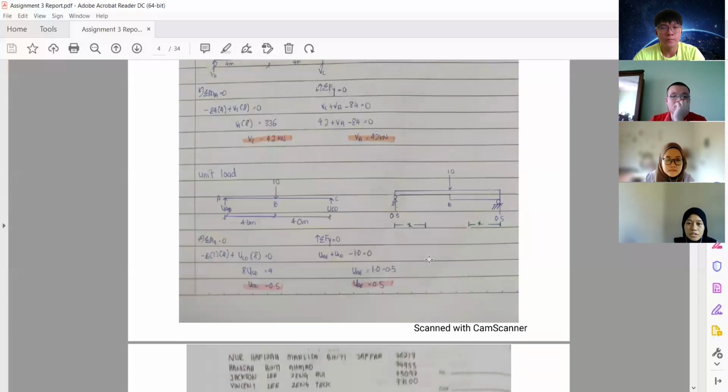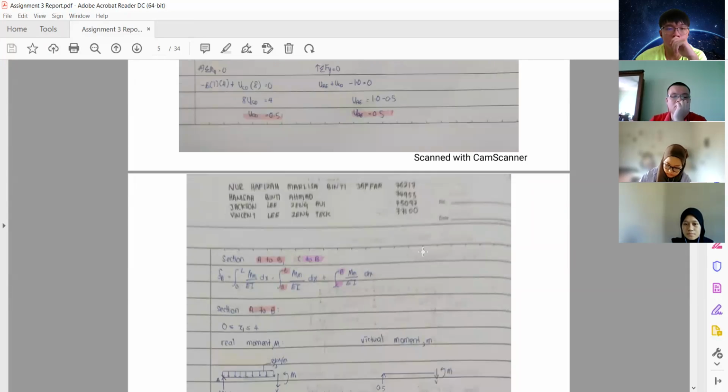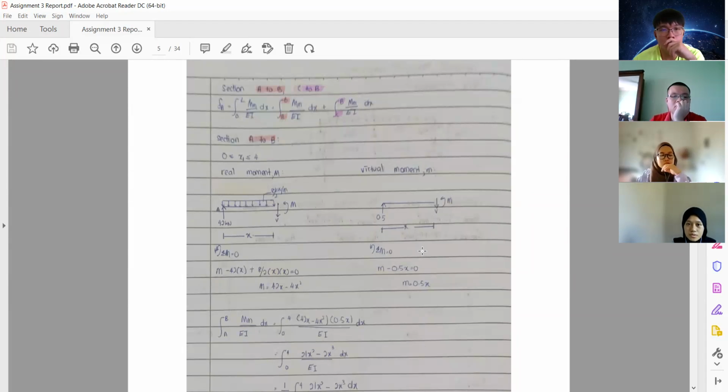Then we solve for the unit load, since the question asks for the vertical deflection at B. So one unit load at B, and then we get the values of UCD and UAE. We have two sections, section A to B and section C to B. Here's the equation to solve the deflection for the beam. We solve it one by one. First, section A to B, which is between 0 and 4 meters.